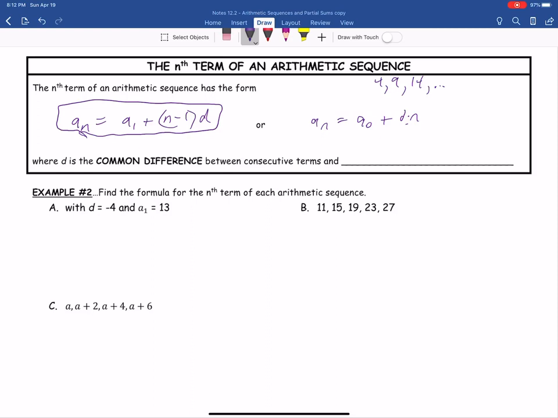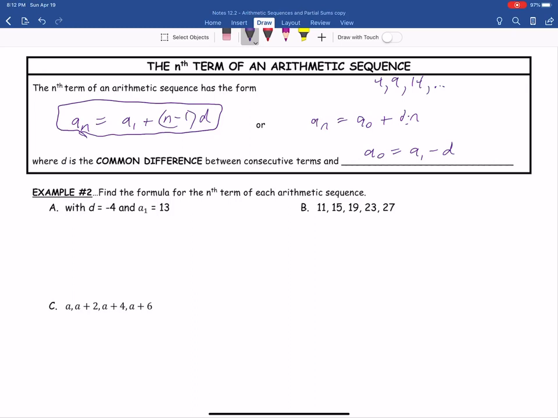If we want to define it, we can say A sub 0 is equal to A sub 1 minus D, okay? So if you look back at the first example we did with 4, 9, 14, we knew that A sub 0 was 4. We knew that A sub 1 was 9. We knew the common difference was 5. So we would have 9 minus 5, which is equal to 4. Hey, it works.